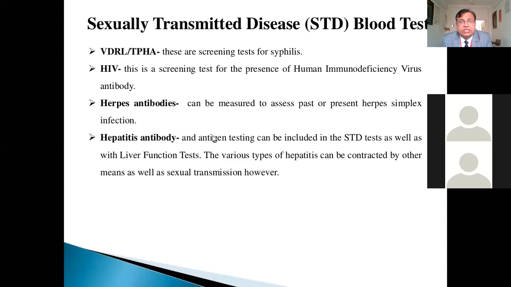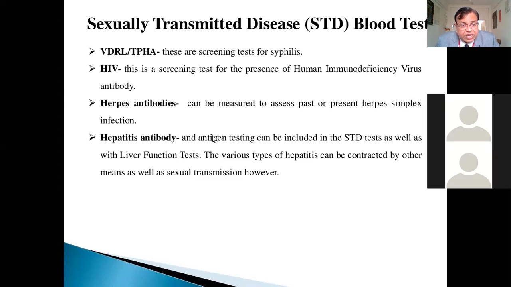Now, STD, sexually transmitted disease blood tests, that is VDRL, TPHA test, screening for syphilis. That is an STD disease. Now HIV, this is a screening test for the presence of human immunodeficiency virus antibody in the blood. The herpes antibodies test can be measured to assess past or present herpes simplex infection. That is also a common STD disease, herpes infection.